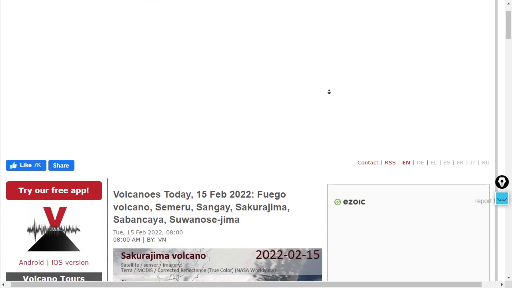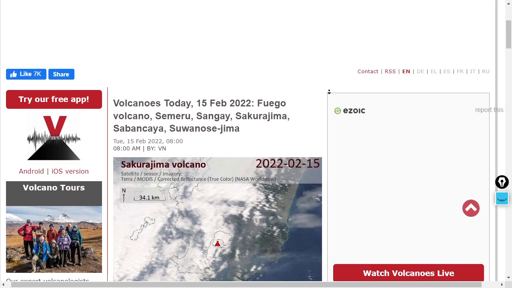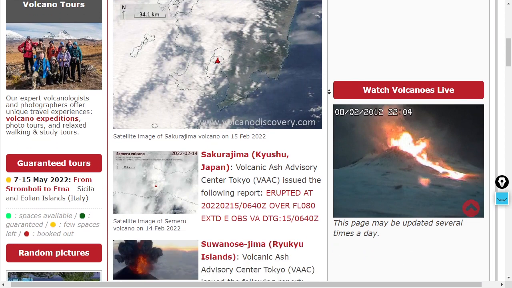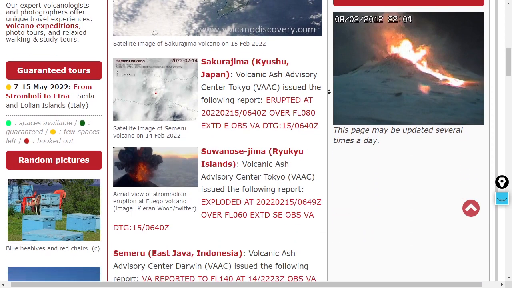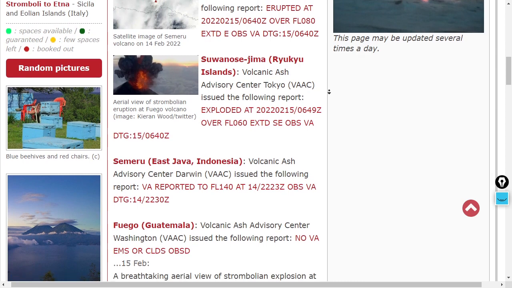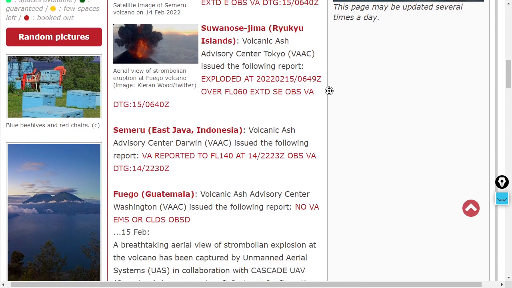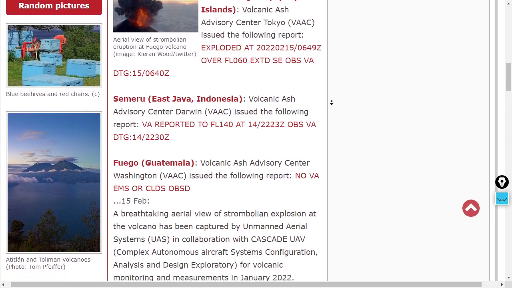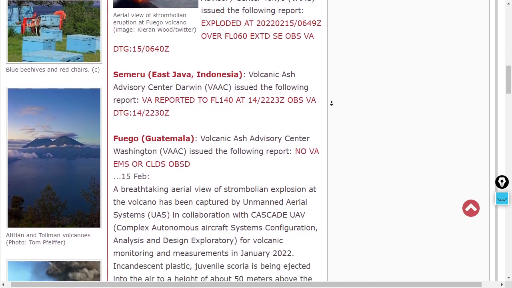Let's see what volcanoes are erupting next. We're almost done with the daily space weather video, at least the first segment. Sakura-jima's erupting, flight level 080. Suwanosejima, flight level 060. Semeru, flight level 140. That's a 14,000-foot plume of volcanic ash over East Java, Indonesia.